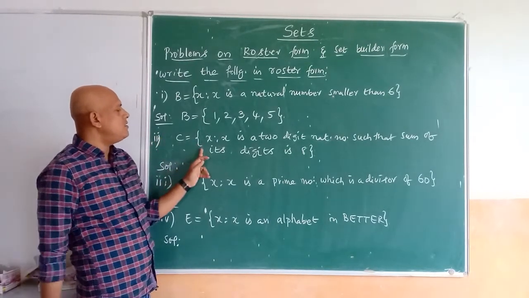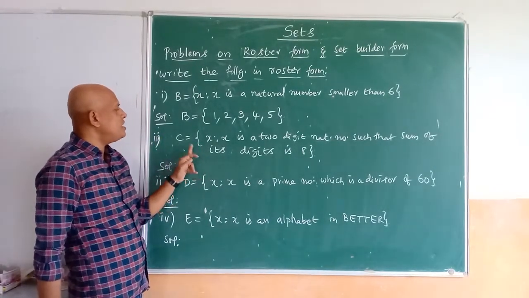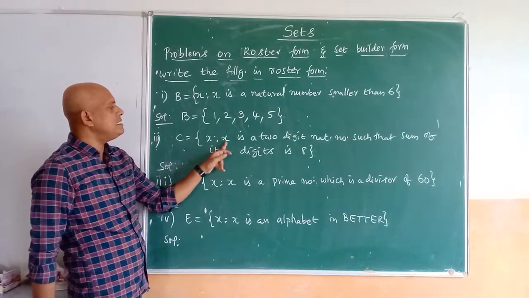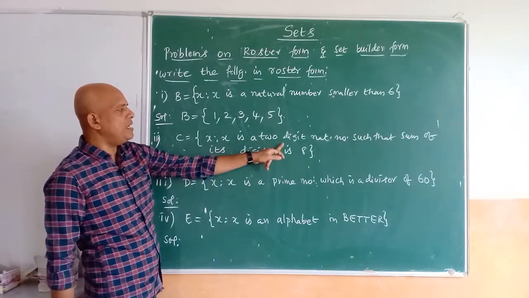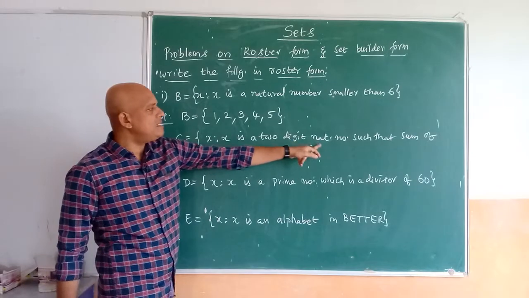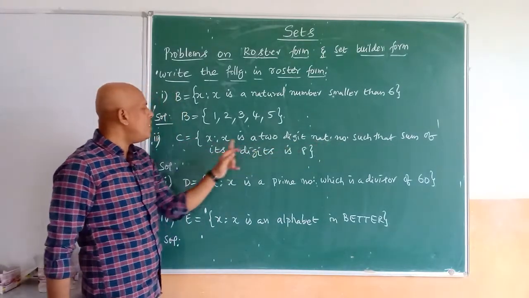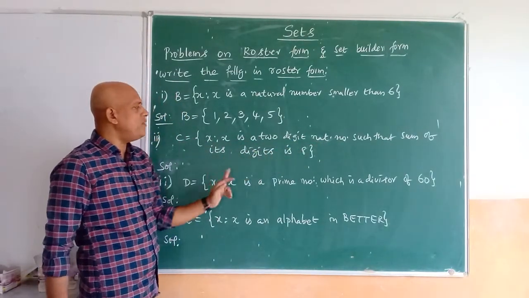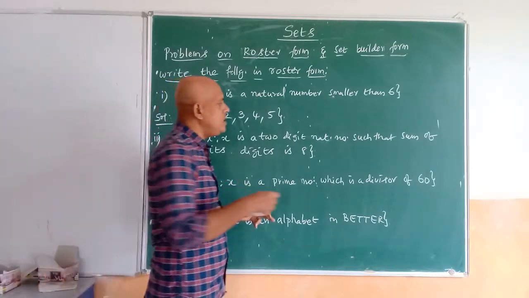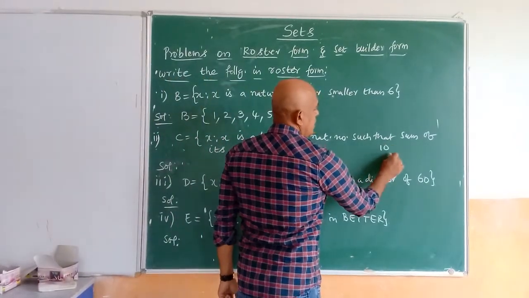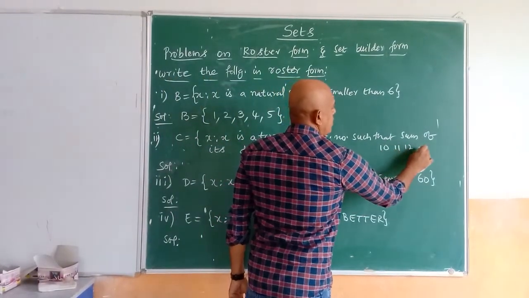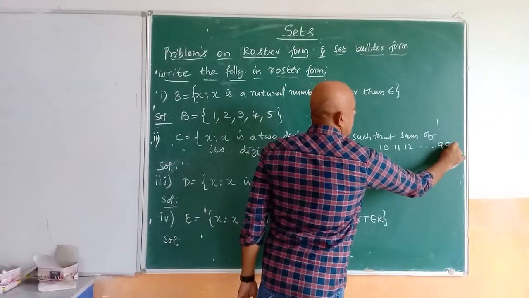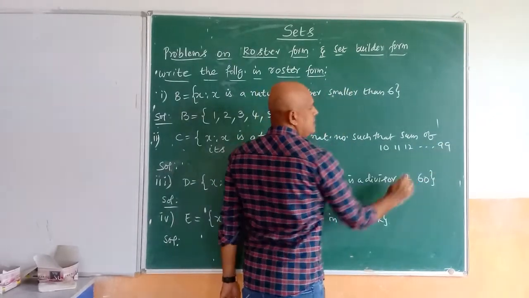And the second problem here. C is equal to one more question. C is equal to x such that x is defined as, x is a 2-digit natural number such that the sum of its digits is 8. Sum of its digits is 8. 2-digit numbers, we know, start with 10, 11, 12 and so on and end with 99. These are the 2-digit natural numbers.